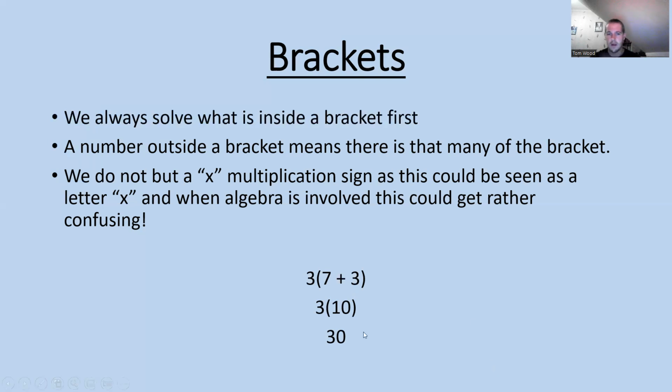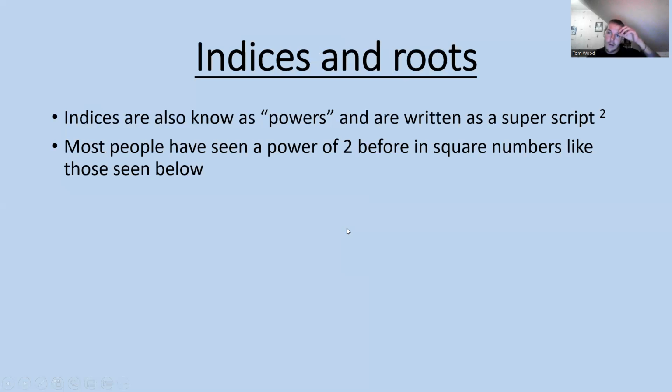Okay, so that's really the only thing that we need to know in regards to brackets. We solve what's inside there first, and then if there's a number outside, it just means we are going to multiply by it. So that's our brackets. The next thing we need to be aware of is what's called indices and roots. It sounds very mathematical. Don't worry, we don't really have to deal with these very often.